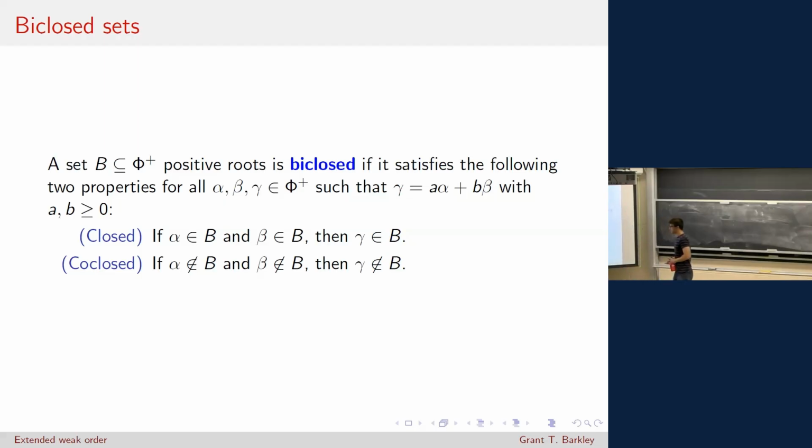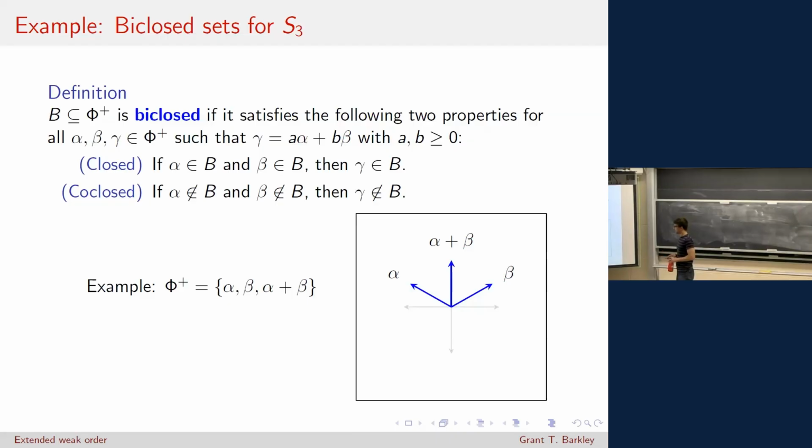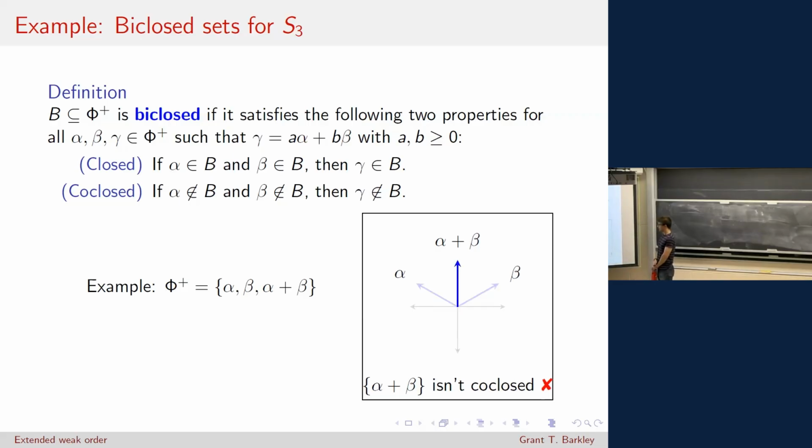Okay, this is sort of a mysterious condition. So let's just see what these look like for S3. Starting with my 3 positive roots, I could just take the set of all 3 positive roots, and that will always be biclosed. Okay, here's an example which isn't biclosed. I could just try deleting the middle root here. This is not closed because the middle root is a positive combination of the 2 outer roots, so I am forced to put it in there. I could also try taking just the middle root, but now it's still a positive combination of alpha and beta, but alpha and beta are not in there, so I'm forced to not have alpha plus beta. Okay, every other subset is biclosed.